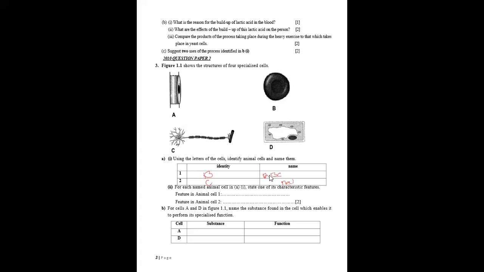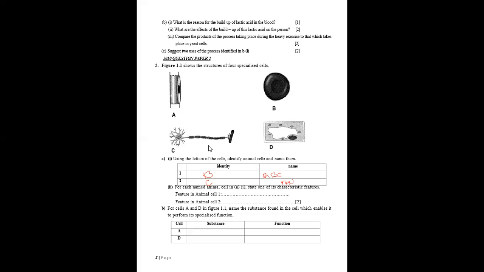Yeah, C is a motor neuron cell, or nerve cell. A2. For each named animal cell in A1, state one of its characteristic features. Animal cell 1 has a concave shape, thin at the center and thick on its circumference. The red blood cells.